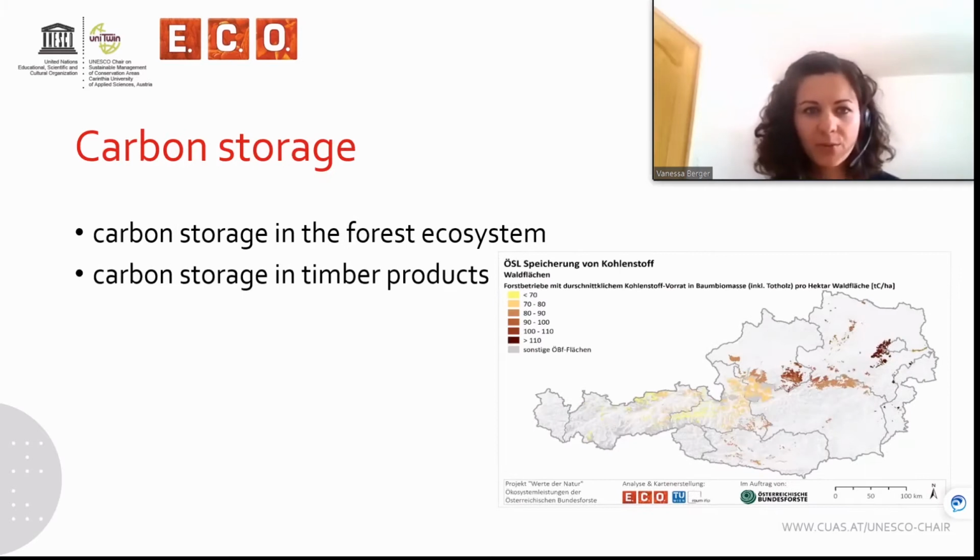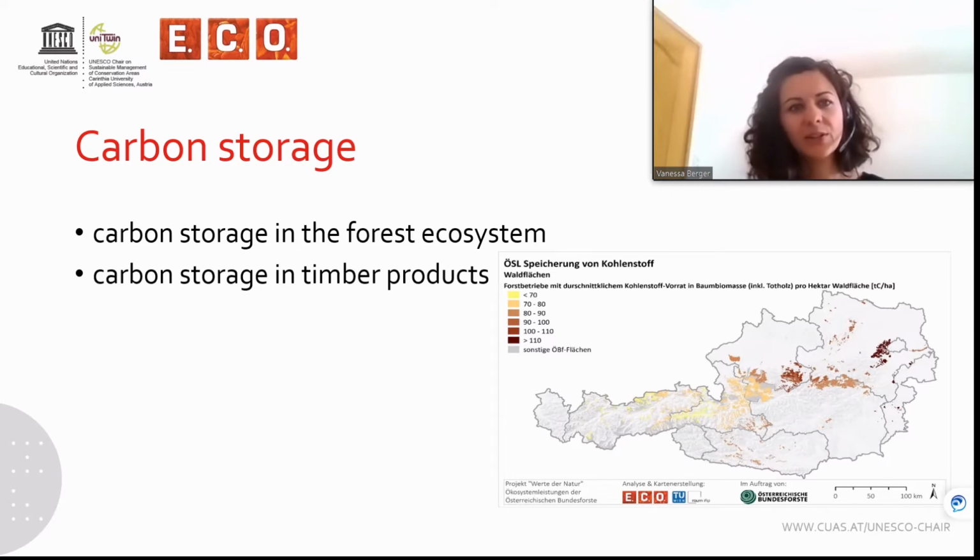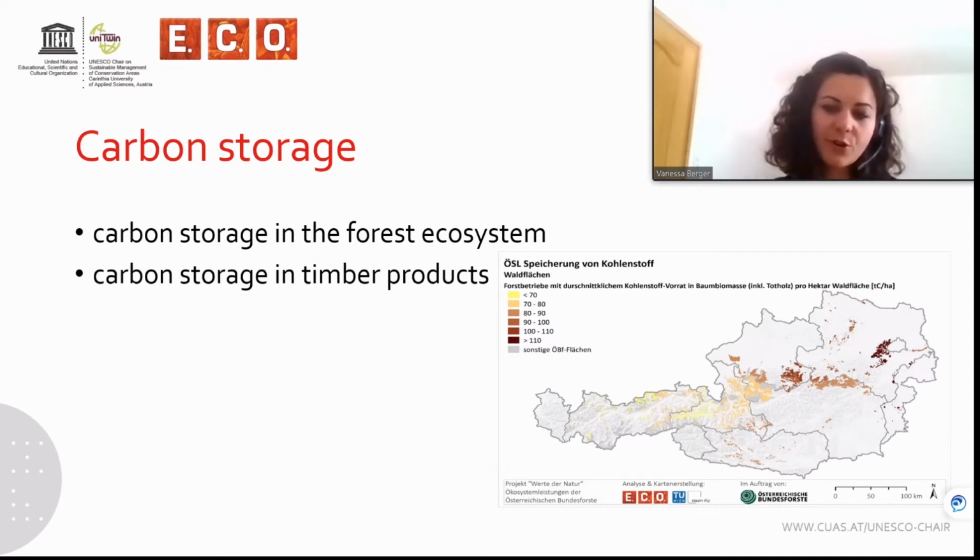Then the next one was the carbon storage. In here, we had a look at the amount of timber in our forest. So we calculated the forest area and the timber which is stored in the forest. So we didn't take it out for timber production.